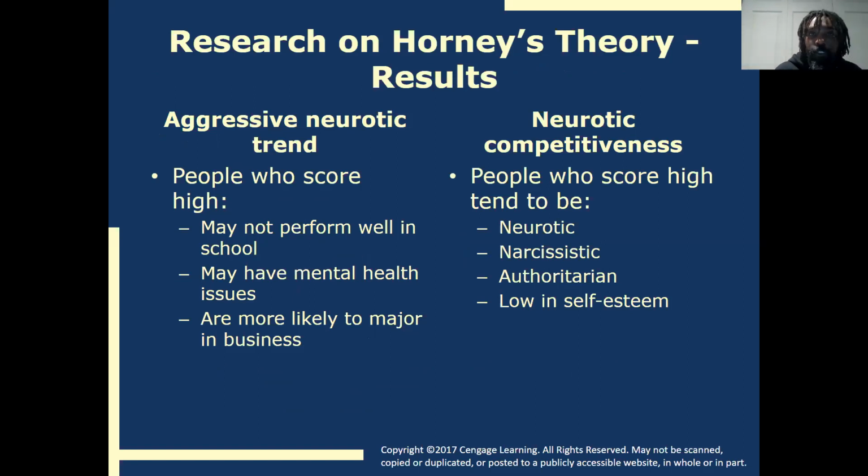Research on Horney's theory in terms of the results: aggressive neurotic trends. People who score high on aggressive neurotic trends may not perform well in school, may have mental health issues, and are more likely to major in business. With neurotic competitiveness, people who score high on this trait tend to be more neurotic, narcissistic, authoritarian, so a little bit more controlling or directive, and low in self-esteem.